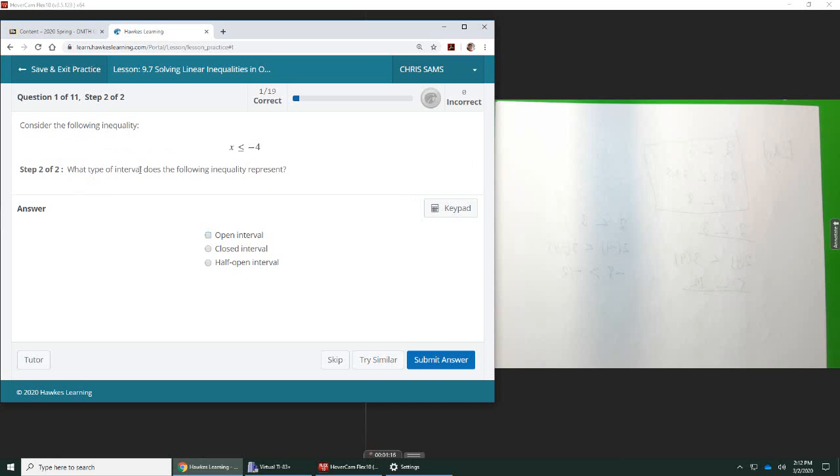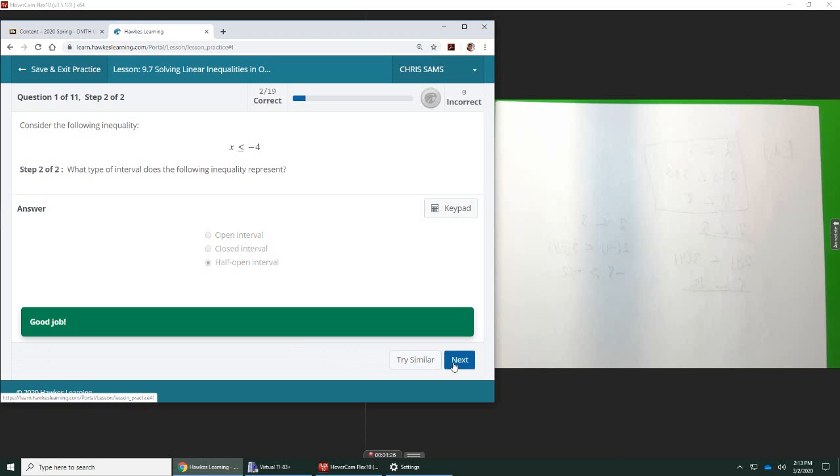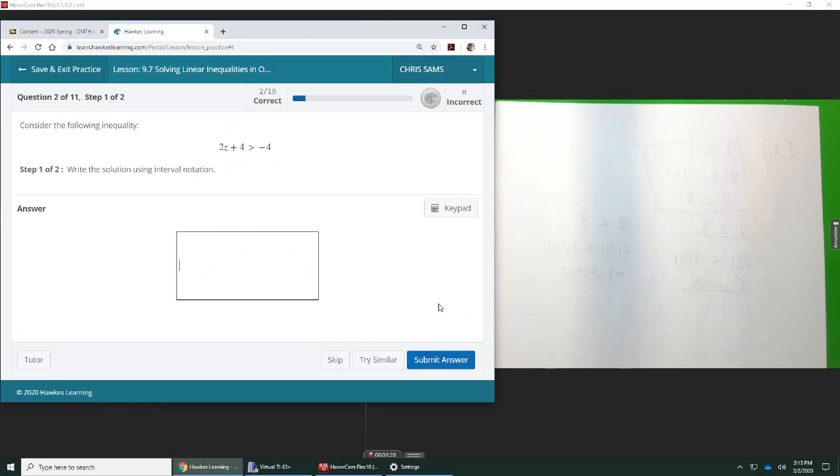And then it wants to know what type of interval the following inequality represents. So based on what we just drew, this was a half open interval. So we'll go ahead and do number two here. Number two wants us to solve the inequality and write it using interval notation.